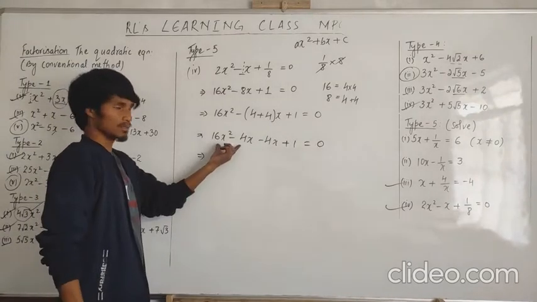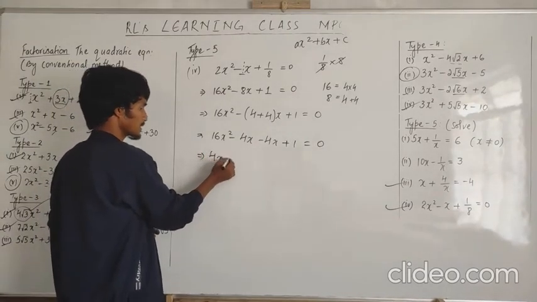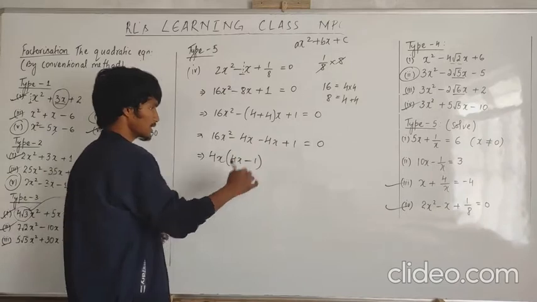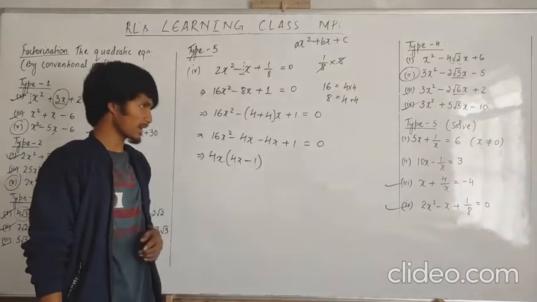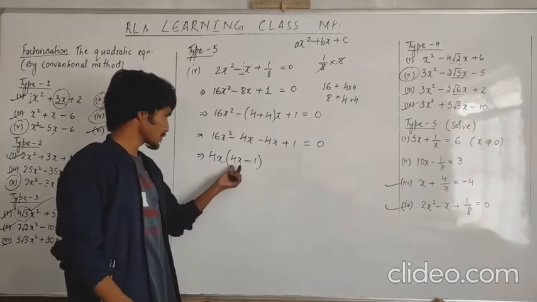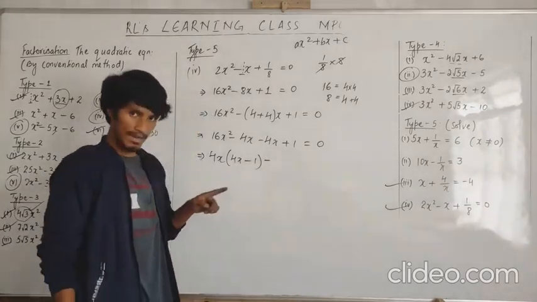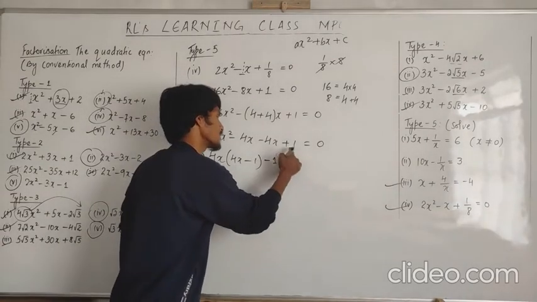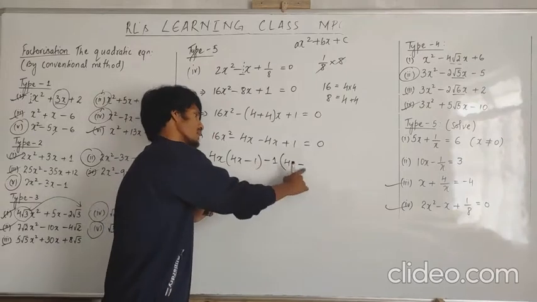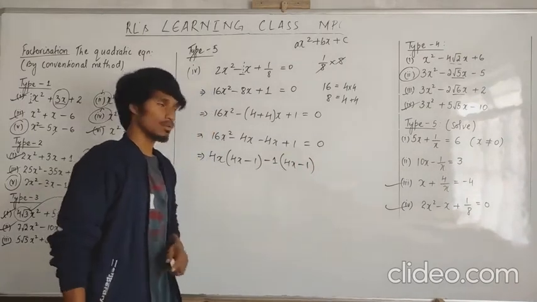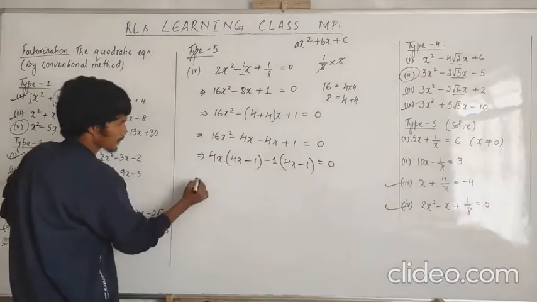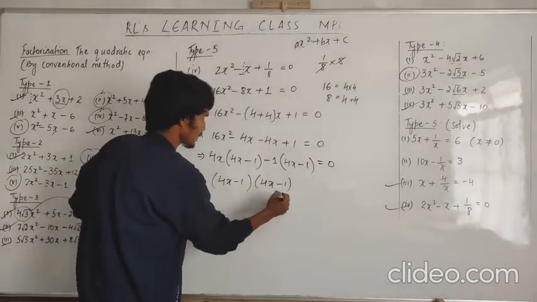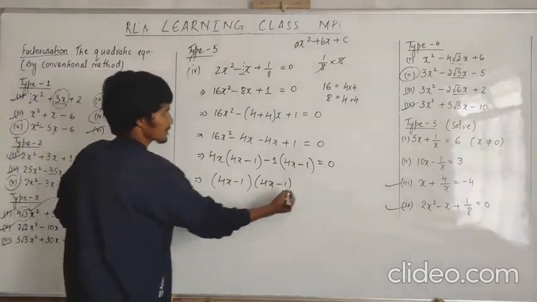Then here what are the commons? Here 4x will be the common, then 4x. 4 into 4 is 16, then x into x squared, and here 1, because 4x into 1 will be 4x. And here also 4x, here also 1. And the common here, what are the commons? 1 is the common. And 1 into 4x, and minus into minus will be plus. Then 1 into 1 will be 1 equal to 0. And we got here 4x minus 1, and here also 4x minus 1. Both are the same. This is equal to 0.